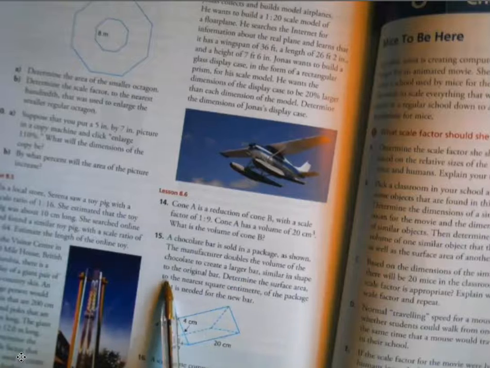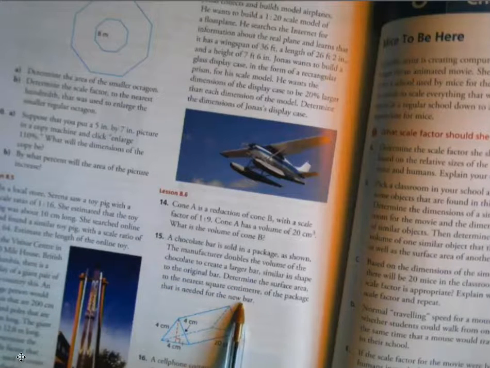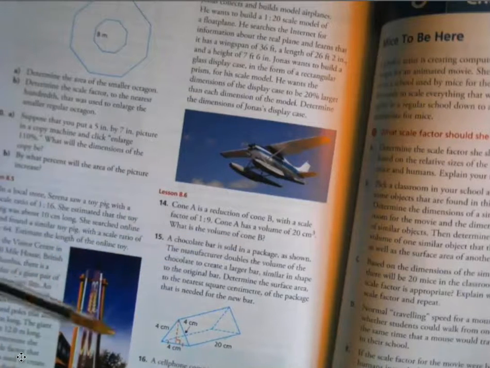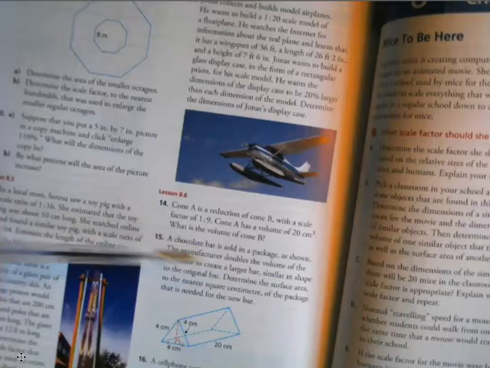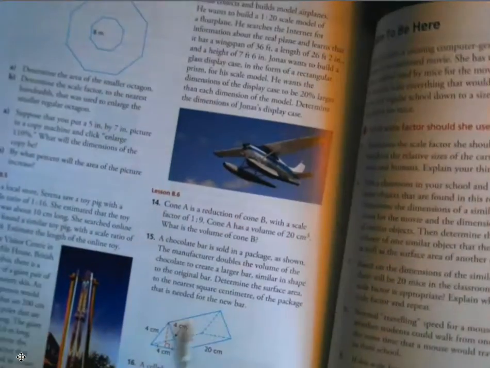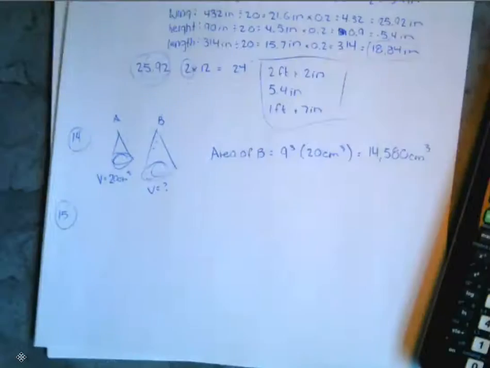Determine the surface area to the nearest square centimeter of the package that is needed for the new bar. Now this is a little bit tricky because a lot of students would want to say, oh, okay, well I double the volume, so then I'm just doubling these dimensions to get the surface area. But keep in mind that that's not really how things relate. So first of all, what you need to figure out is what is going to be the new volume.